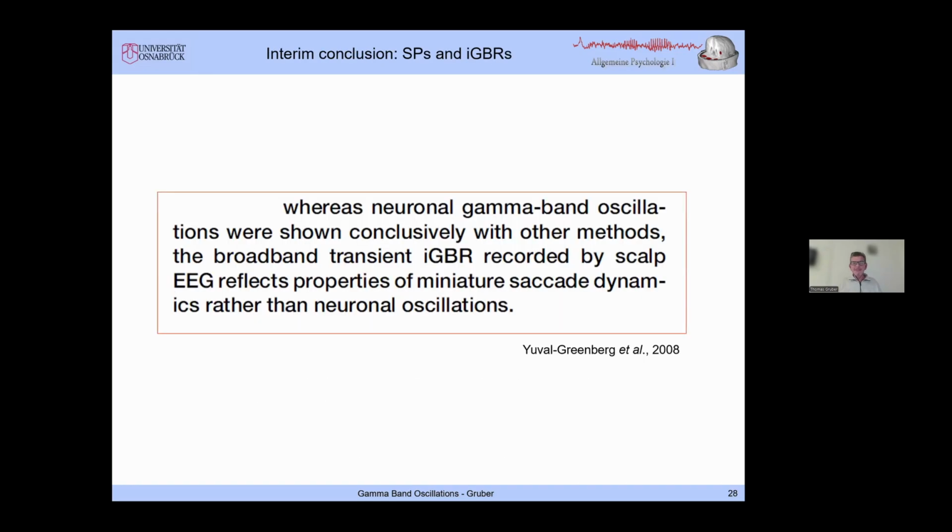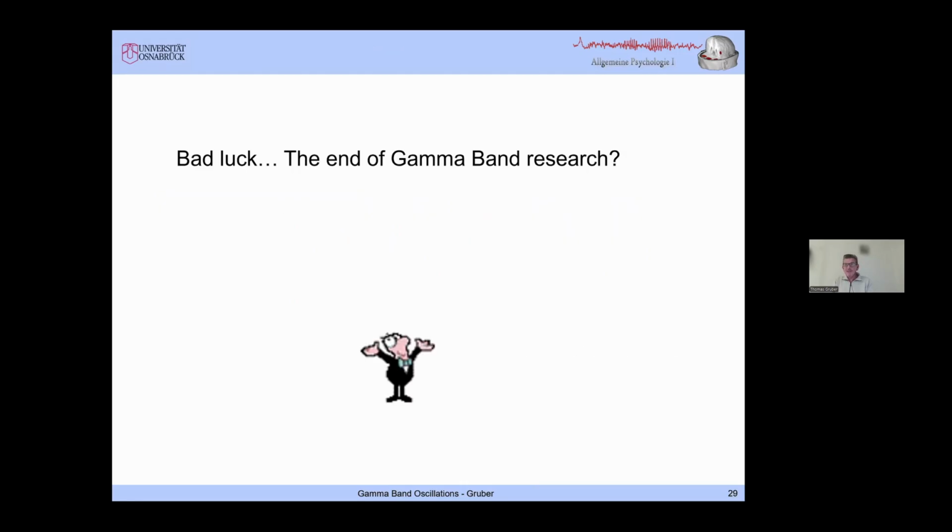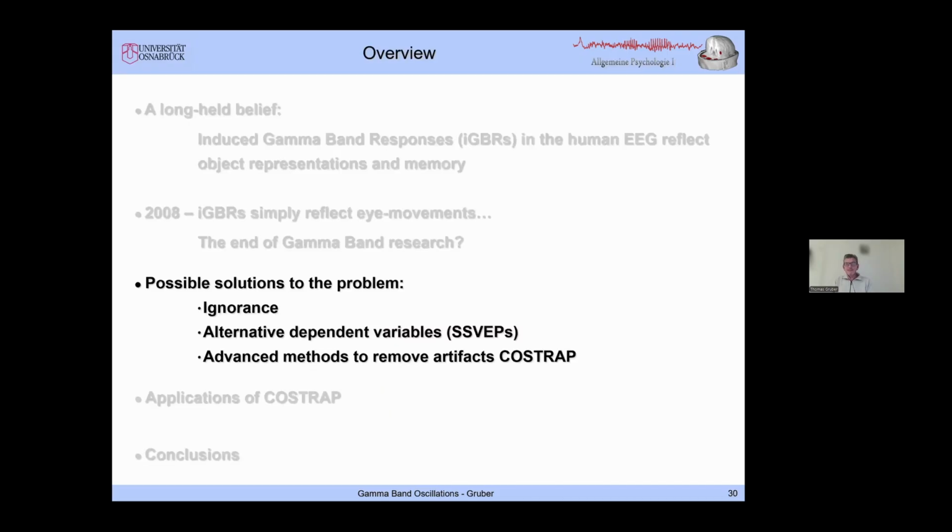And now what Yuval-Greenberg 2008 concluded was the following. Whereas neuronal gamma band oscillations were shown conclusively with other methods, for example single cell recordings in animals, the broadband transient induced gamma band response recorded by scalp EEG reflects properties of miniature saccade dynamics rather than neuronal oscillations. So basically, we can say now, okay, that was the end of gamma band research.